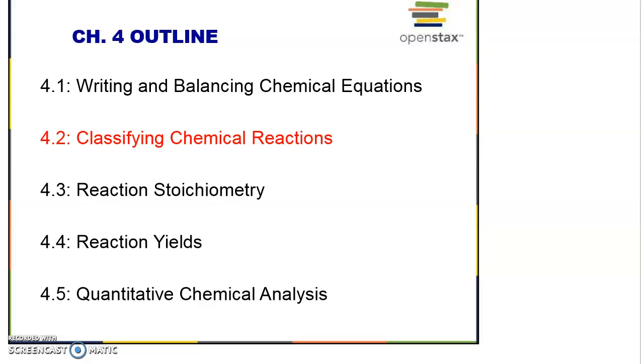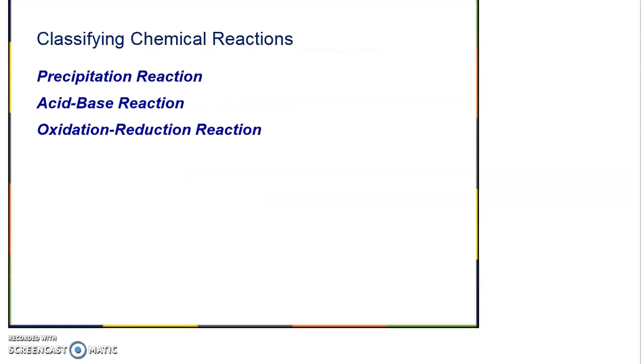In this video, you are going to learn classifying chemical reactions. There are three different types of chemical reactions, namely precipitation, acid-base reaction, and oxidation-reduction reaction.